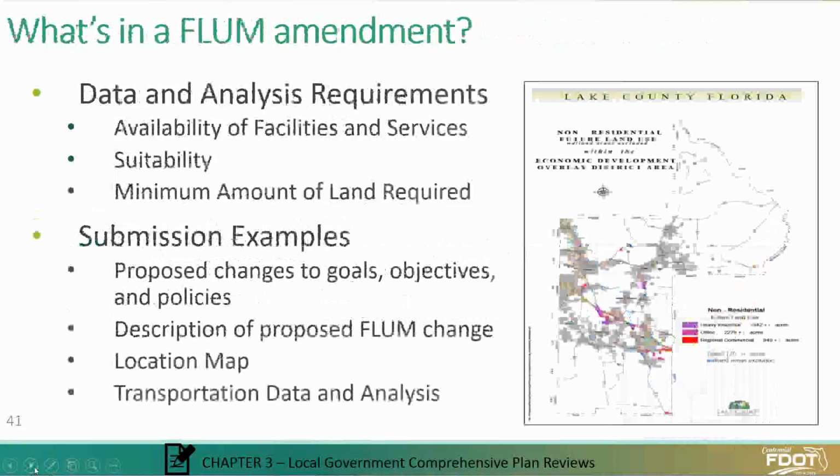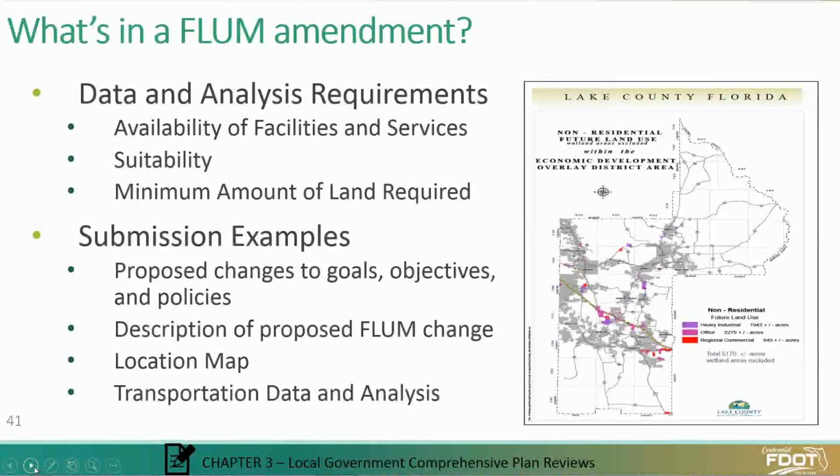Now, when a local government submits a future land use map amendment, they have to do several things before it can even cross the threshold of being transmitted to the state for state review. There are three minimum data analysis requirements. First, an analysis of the availability of facilities and services that includes transportation facilities, water, and wastewater, basically all the public facilities and services that might be needed by development.